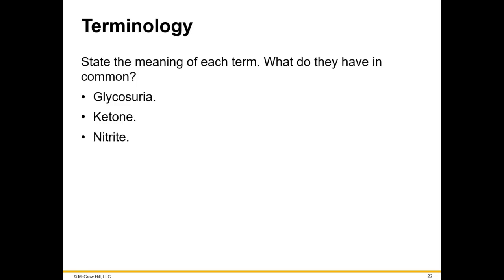We know we have uria, and that's urine. There you go, sugar in the urine, right? Glyco is like glucose in the urine. Very good. What about ketone?